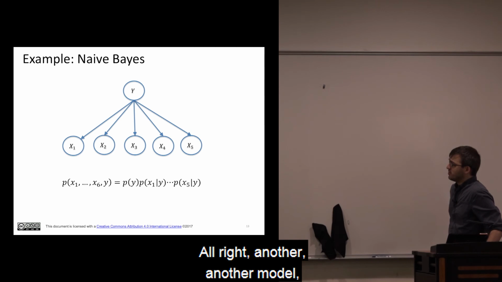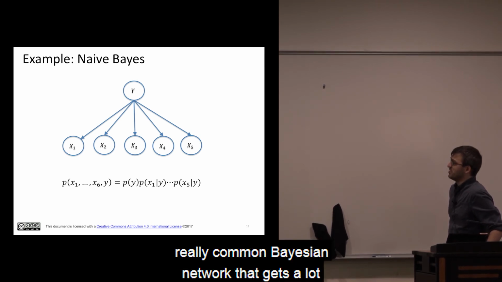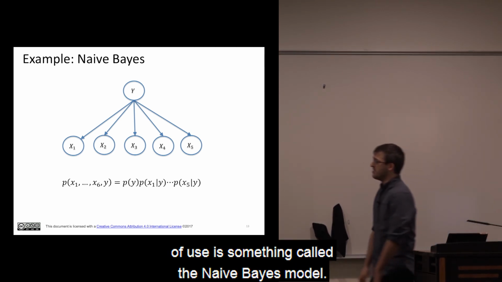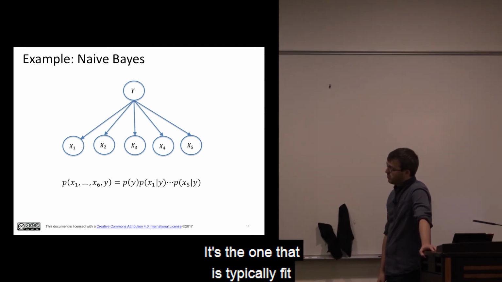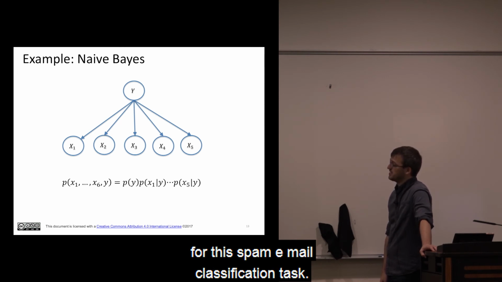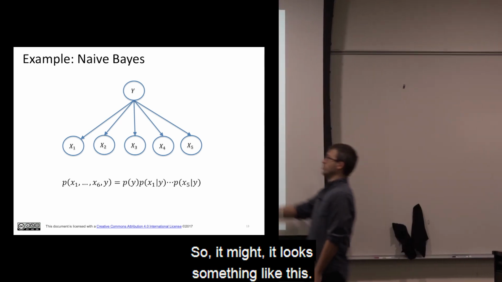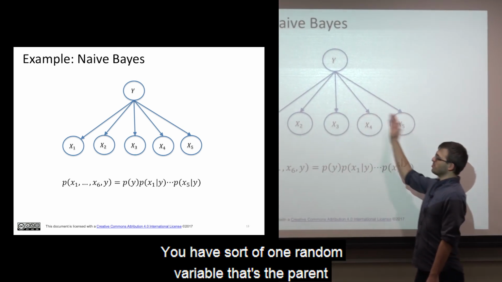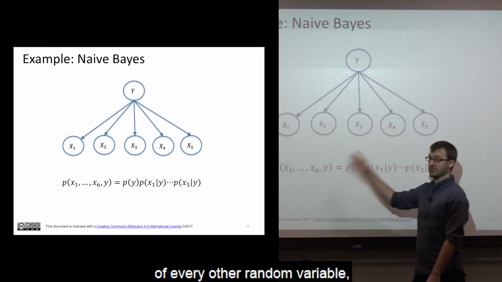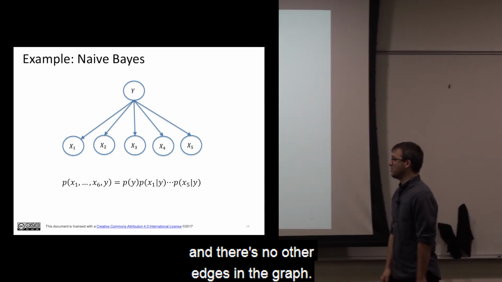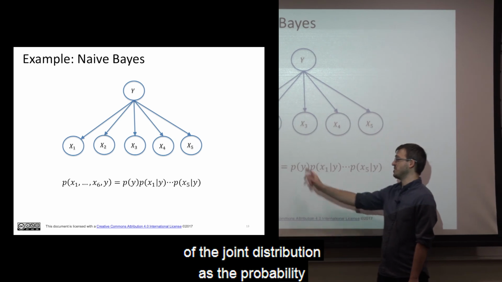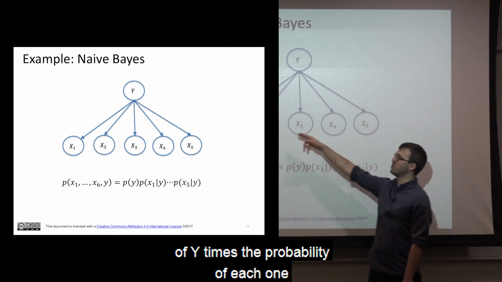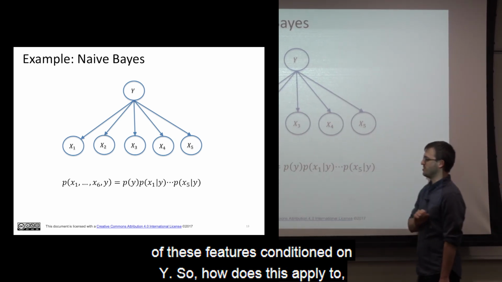Another really common Bayesian network that gets a lot of use is something called the naive Bayes model. It's the one that is typically fit for this spam email classification task. So it looks something like this. You have one random variable that's the parent of every other random variable, and there's no other edges in the graph. It corresponds to a factorization of the joint distribution as the probability of y times the probability of each one of these features, conditioned on y.